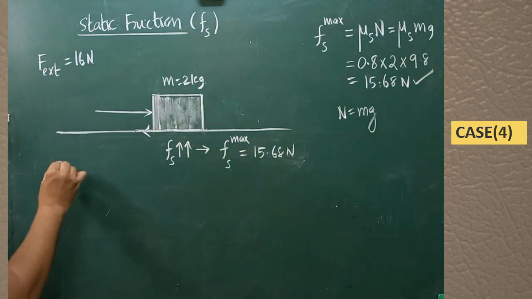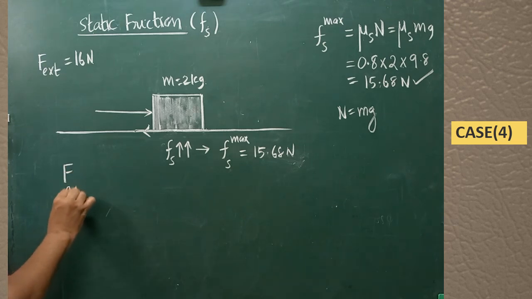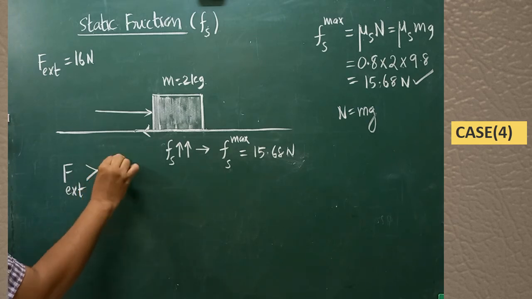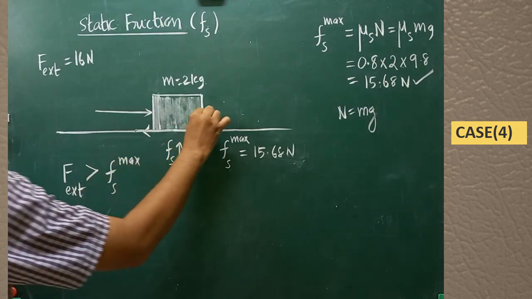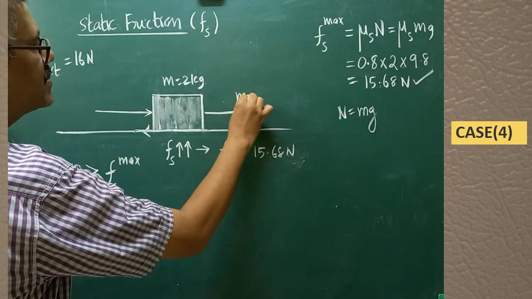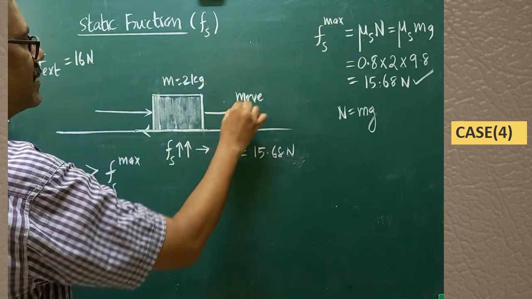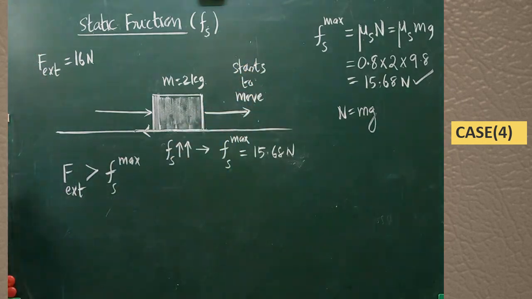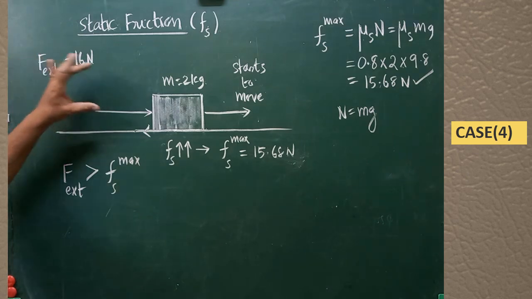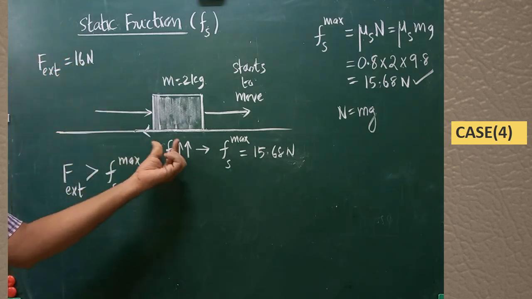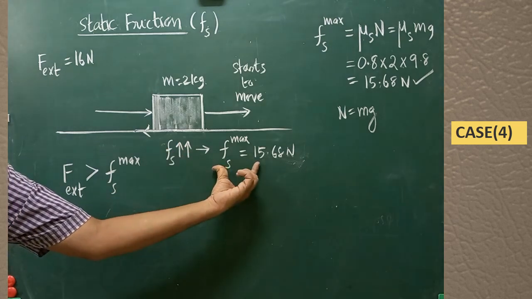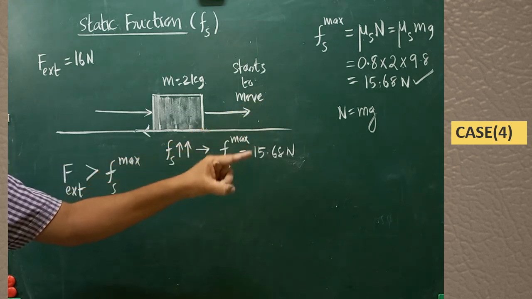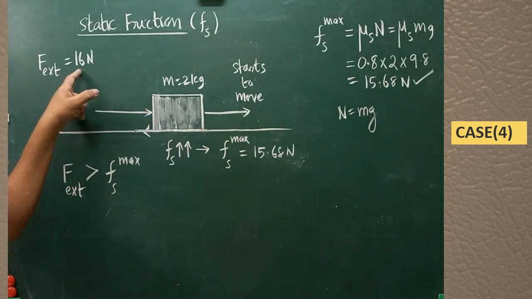So when F external, the force you have applied, is greater than Fs max, by that time the body starts to move. It is displaced from its position. Are you clear? Very important one. Again I will explain. You are applying some amount of force, 16 Newton. The frictional force starts increasing. It attains the maximum limit of 15.68 as per the calculation. It won't go beyond that. Though the applied force is increased, it won't increase.